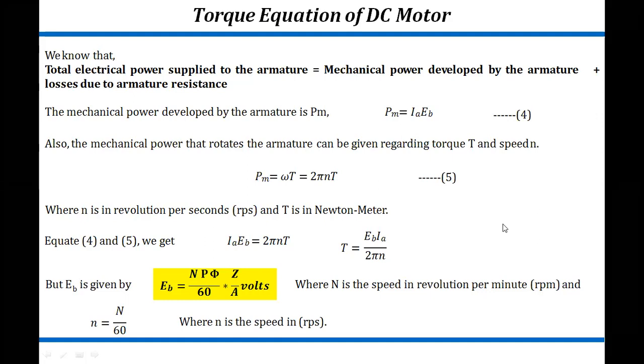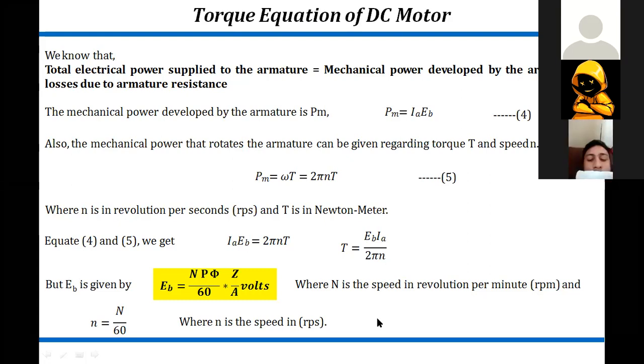So firstly, when we are supposed to study about the DC machine, at that time we have seen there are two types of DC machines, DC generator and the DC motor.